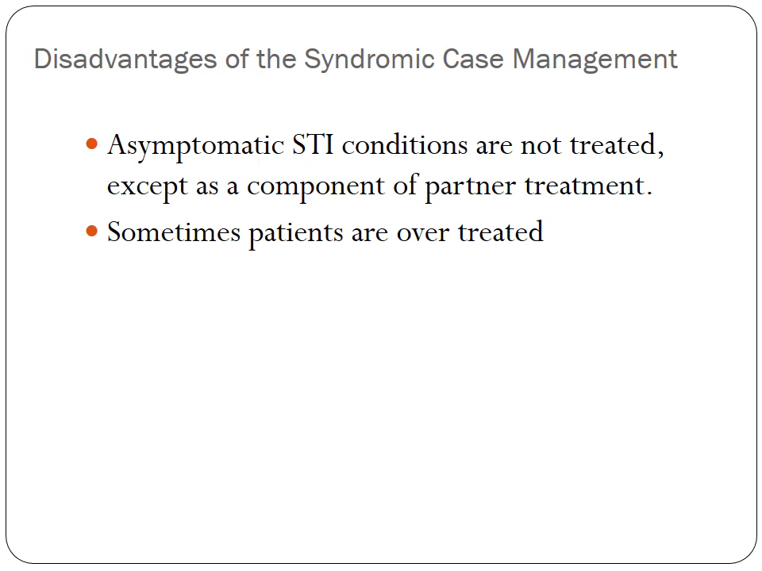Yes, it has disadvantages also. So sometimes asymptomatic STI conditions are not treated except as a component of the partner treatment. That means the partners of each and every STI patient are treated as per the guideline, but when the STI patient is asymptomatic, it is not treated. Yes, and sometimes patients are overtreated because it is flow chart based, so sometimes a drug that is not required for that condition may be given.